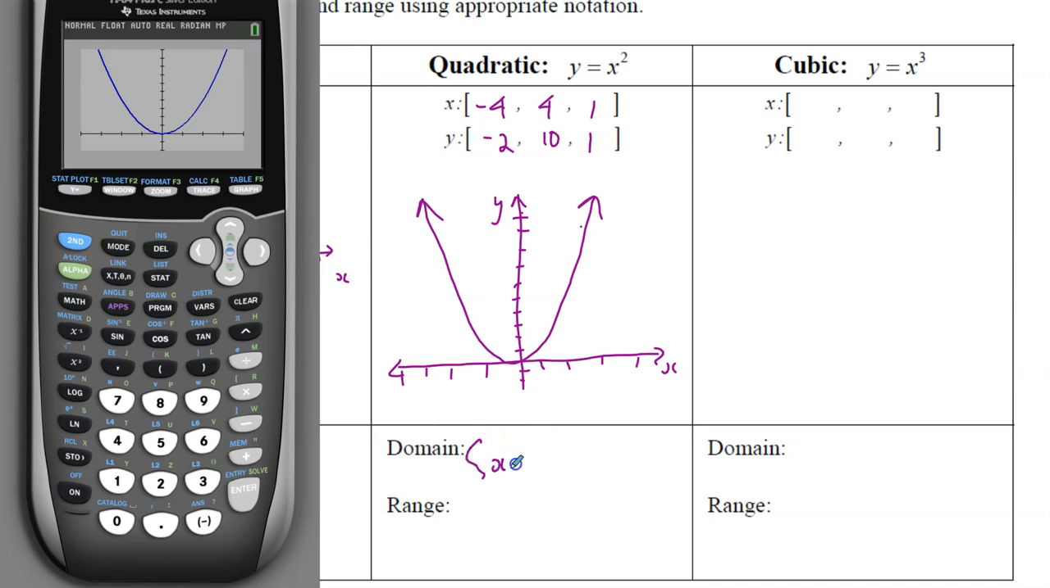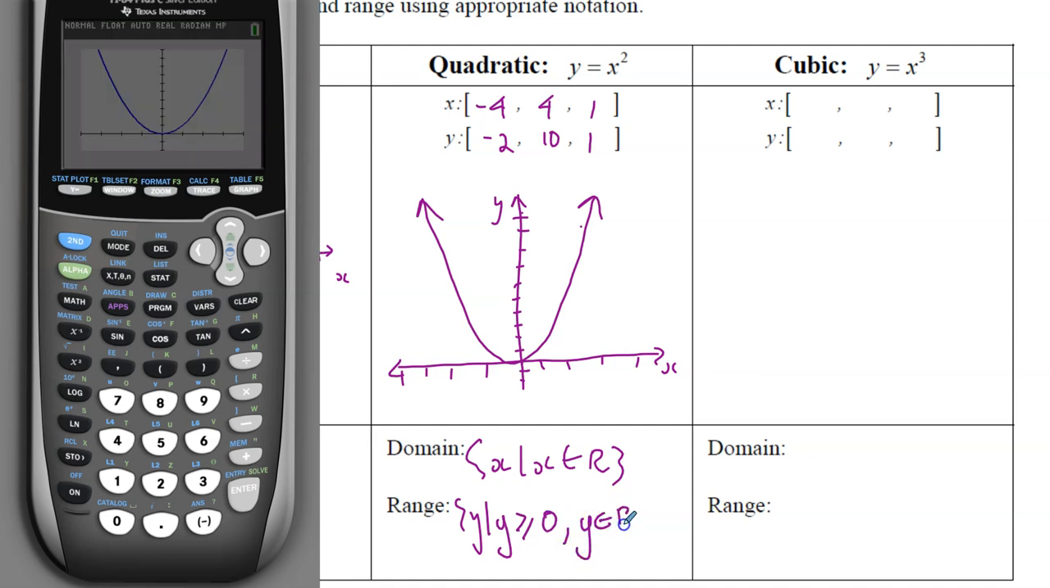Domain: set of all x, x belongs to the real numbers. And the range, well, in this case, y is going to be greater than or equal to 0, such that y is greater than or equal to 0. And then we always have to say y is an element of the reals. All right, let's move on.